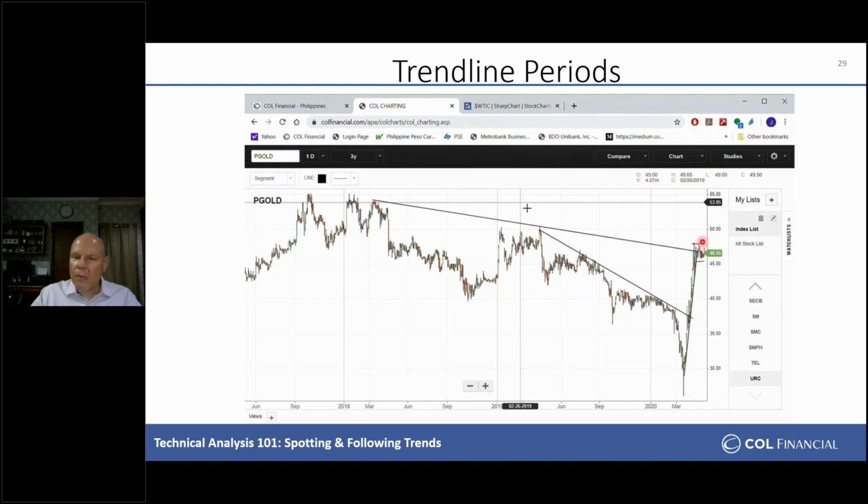So if prices push above this, then it might give us allowance to climb up to 50 or maybe even between 54 or even 55 pesos. And this is how we use trend line periods to help us gauge stock.